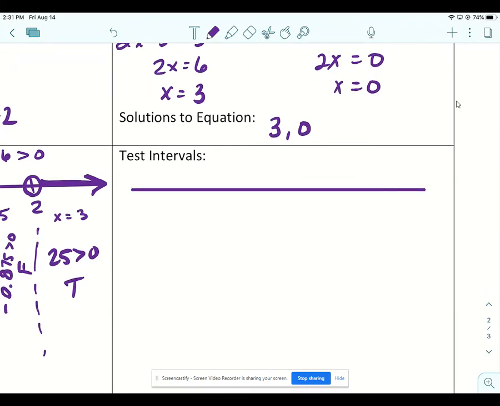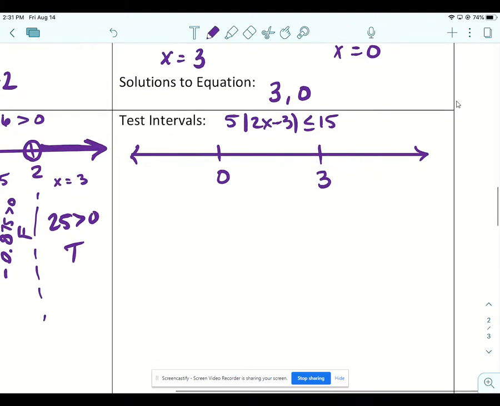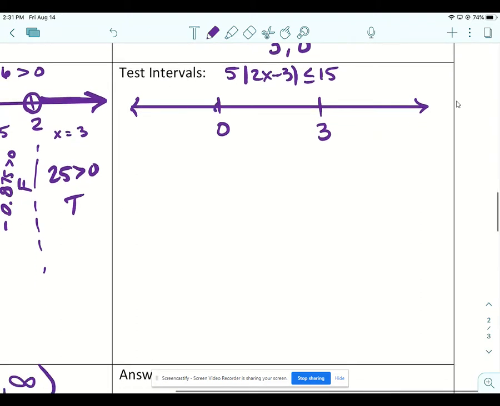And then for the inequality, we'll put them on a number line. Okay, because I have the or equal to bar, I am going to do a closed circle.